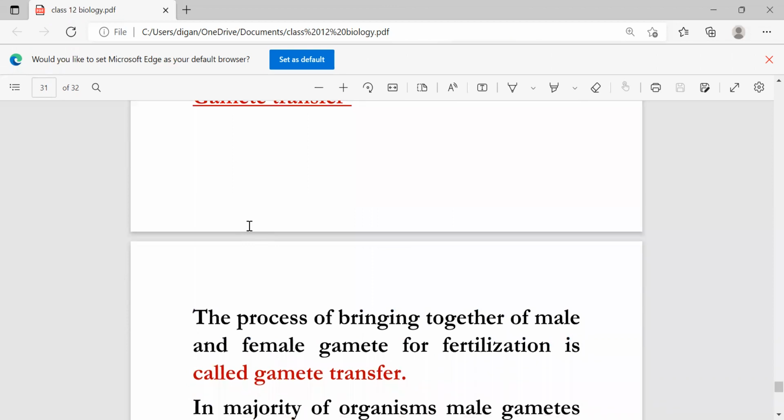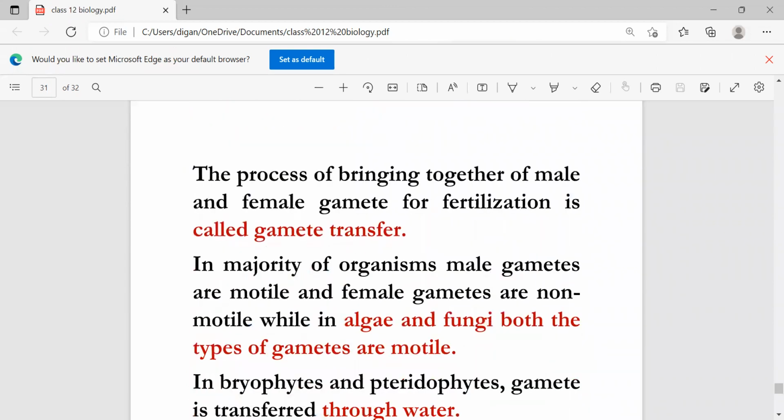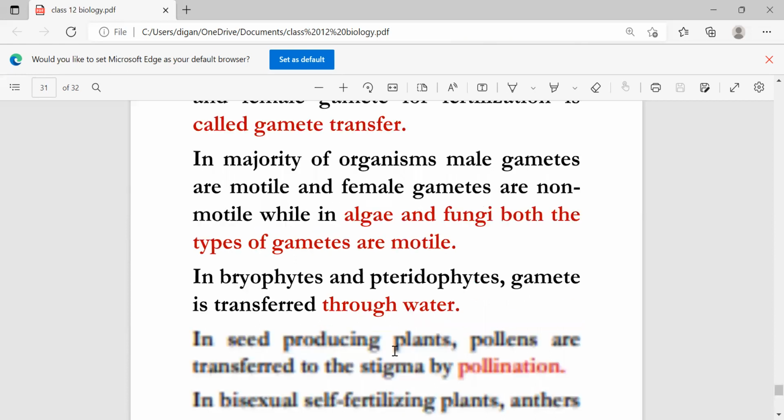Next stage of pre-fertilization is gamete transfer. The process of bringing together the male and female gametes for fertilization is called gamete transfer, because the male gamete is produced within the male body and the female gamete is produced within the female body, but they have to come together for fusion. The process by which the male gamete comes near the female gamete is called gamete transfer. In the majority of organisms, male gametes are motile and female gametes are non-motile, while in algae and fungi, both types of gametes are motile.